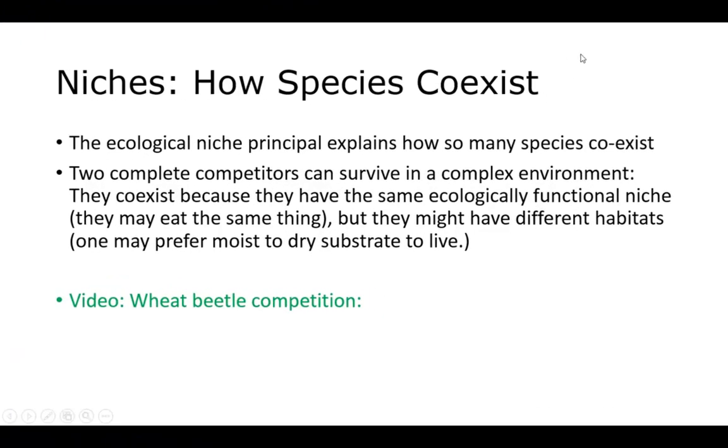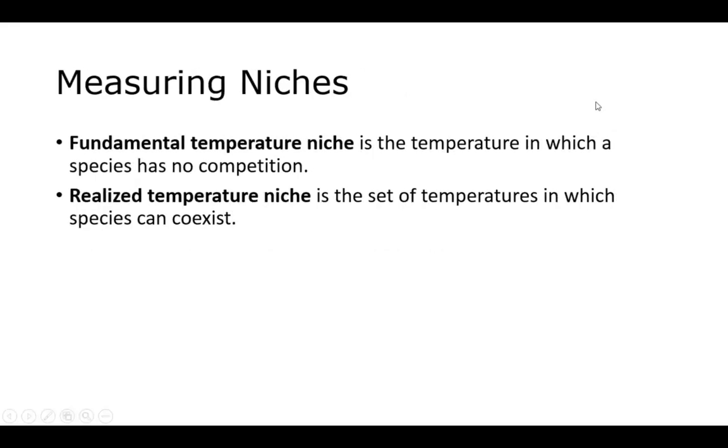Niches, how species coexist. The ecological niche principle explains how so many species coexist. Two complete competitors can survive in a complex environment because they have the same ecologically functional niche. They eat the same thing, but they have different habitats. In other words, one may prefer moist to dry substrate. And one example is the wheat beetles.